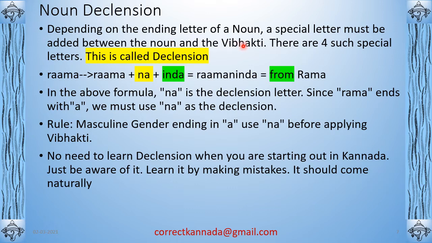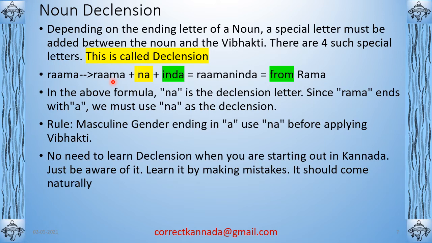vibhakti. We know what is vibhakti. Vibhaktis are the 7 vibhaktis. Annu, Alli, Inda, these are all vibhaktis. So you cannot add a vibhakti directly to a noun. You need to put what is called a sandhi. Now that is called declension in English. So depending upon the last letter, you have to add one letter which is called the sandhi letter, and then you have to add the vibhakti.